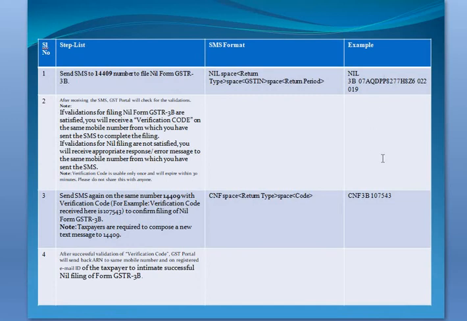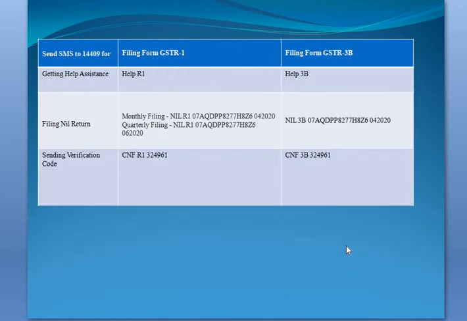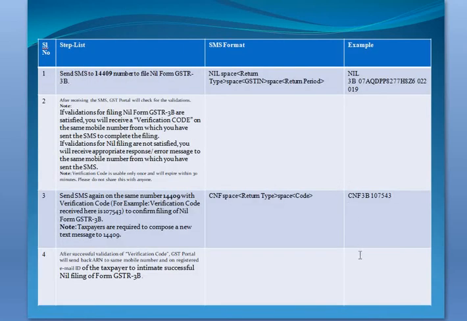This code you will use in sending another message by typing CNF space 3B space, and you enter the code as you have received. Send that message again to the same number 14409, and the second reply will come that your return has been successfully filed.